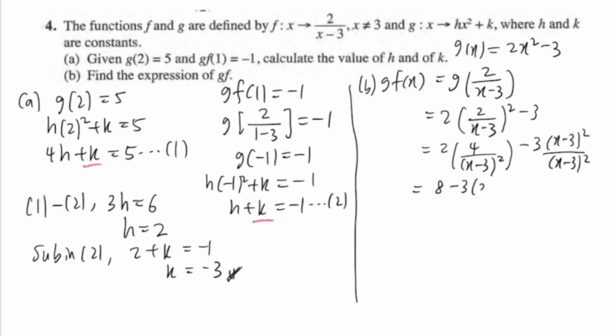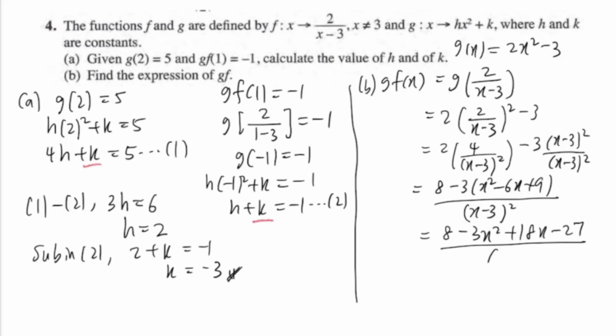The x minus 3, when you square it, is x squared minus 6x plus 9. And let's keep our denominator as x minus 3 squared. There's no harm expanding the denominator, but there's no point doing so, right? So we can't simplify with anything. So let's just simplify the numerator. Expand this: 3x squared plus 18x minus 27 over x minus 3 squared. As I put everything together, it is minus 3x squared plus 18x minus 19 divided by x minus 3 squared. Okay, that's your answer for part B.